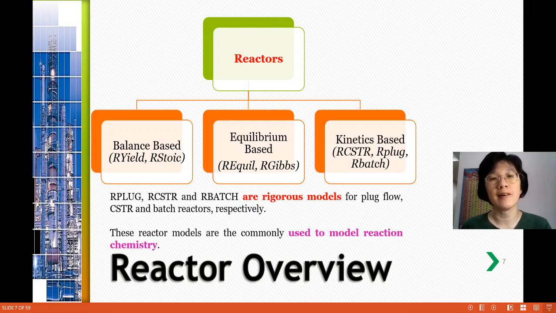Of course, one point to emphasize here is that the last type of reactor model, the kinetic-based model, are the more rigorous models, and it requires more information when you want to use it, especially the reaction kinetics, or we call it the rate equation, to represent the reaction that occurs in the reactor.